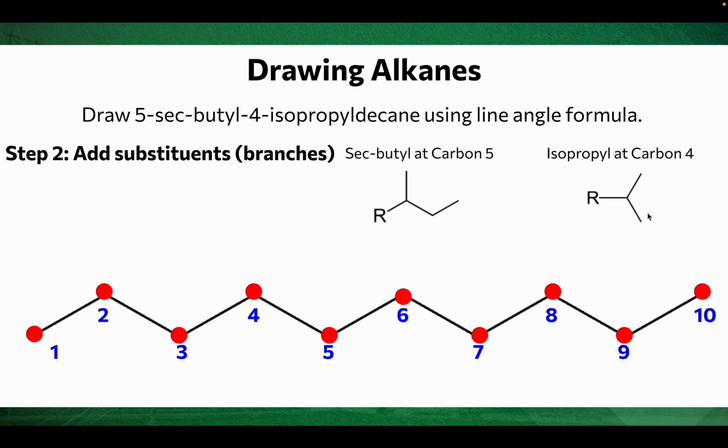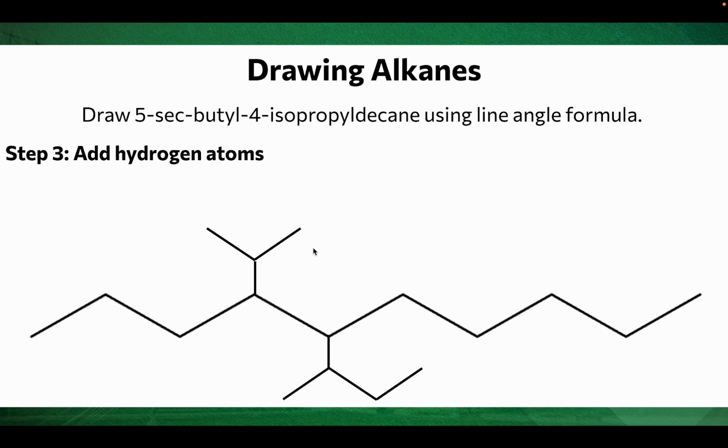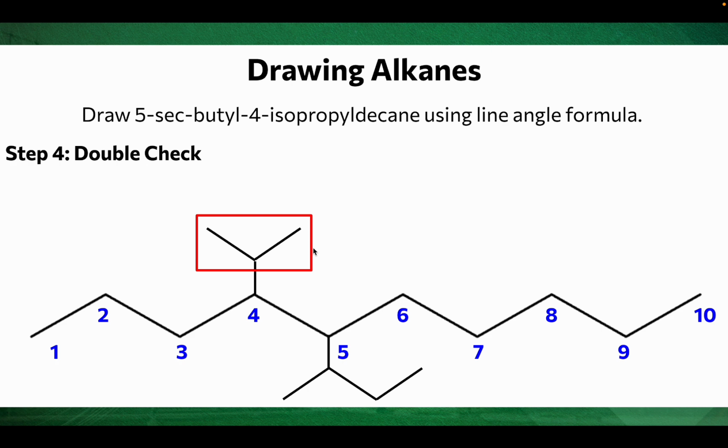This is the structure. You need to attach this R to whatever the carbon number is. Carbon number 5, so you attach this R to carbon number 5. So attach isopropyl at 4, sec-butyl at 5. Step 3, add hydrogen atoms. There's no need. So we go to step 4. You double check. So this is 10, decane. Carbon number 4, you have isopropyl. Carbon number 5, you have sec-butyl.